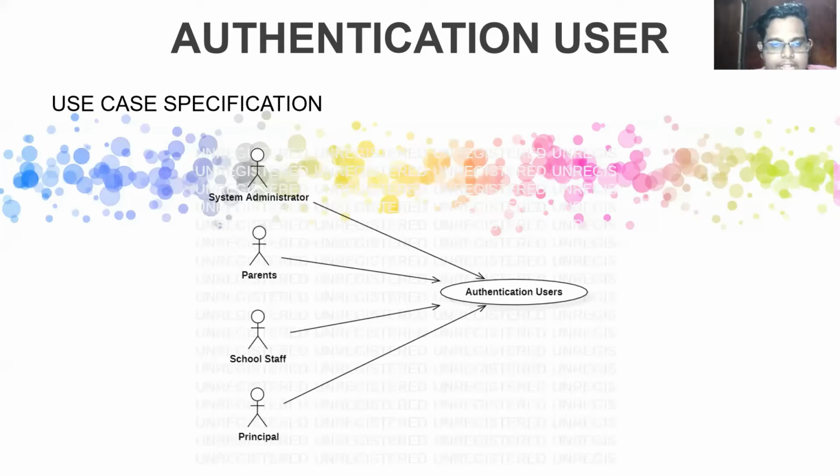The post condition is parents, school staff, system administrator, and principal can successfully log into the system by entering the correct identity card number and the password. There is one rule, that is the identity card number or password is inserted correctly. The constraint is the actor must have authentication to log into the system. That's only for the authentication user.